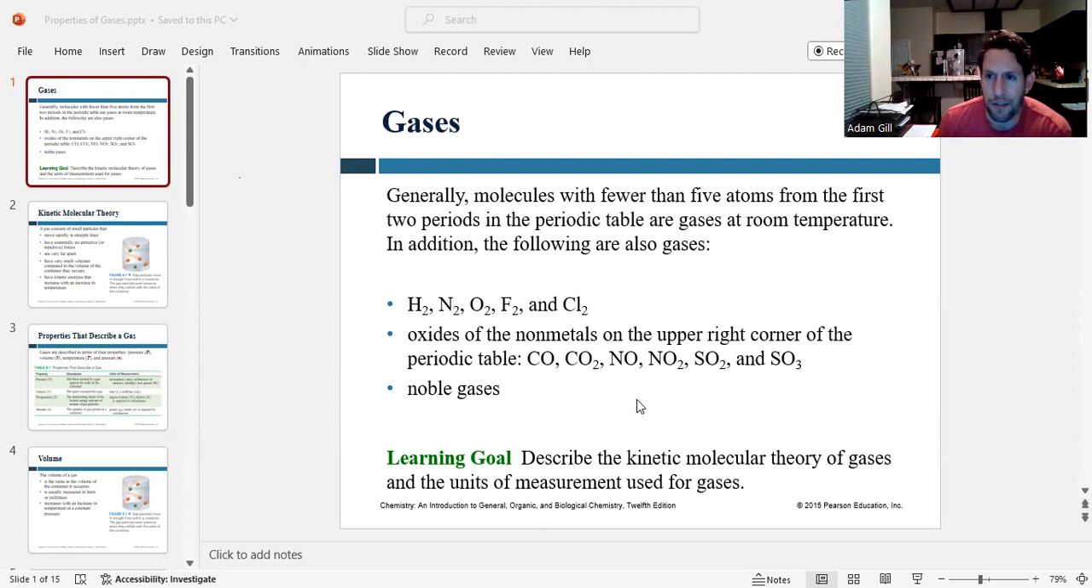And so the goal of this lecture is to describe the kinetic molecular theory of gases, and we're going to talk about units of measurement for various properties of gases.